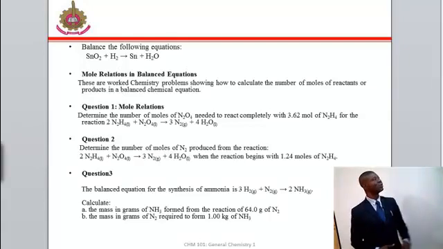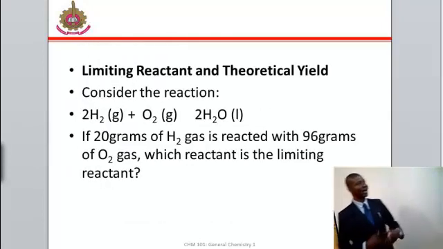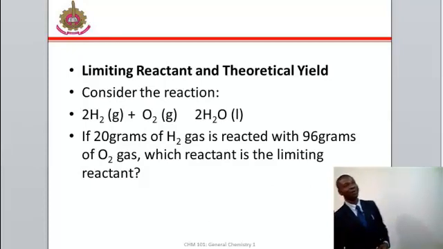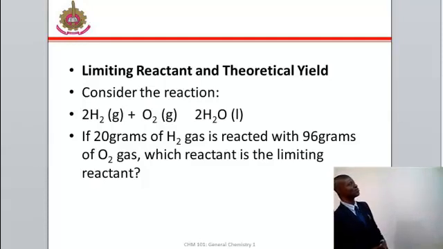Now, let's go to the limiting reactant and theoretical yield. How do we identify the limiting reactant and theoretical yield in an equation? Normally, the limiting reactant of the reaction is the reactant that will run out first if all the reactants were to be reacted together. Once the limiting reactant is completely consumed, the reaction will cease to progress. The theoretical yield of the reaction is the amount of product produced when the limiting reactant runs out. A typical example is, let's consider this reaction: 2H2 plus O2 gives 2H2O.